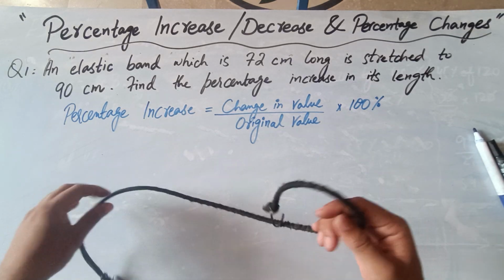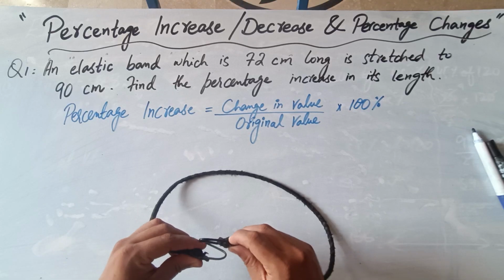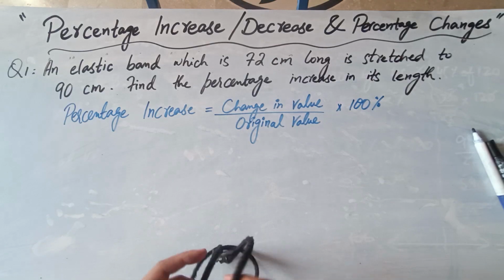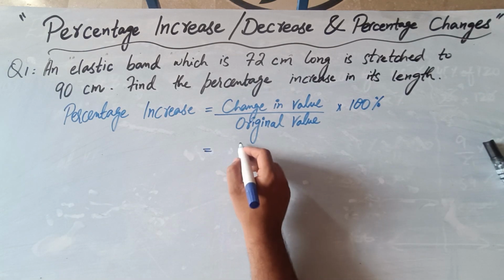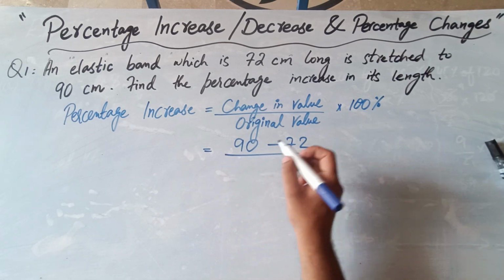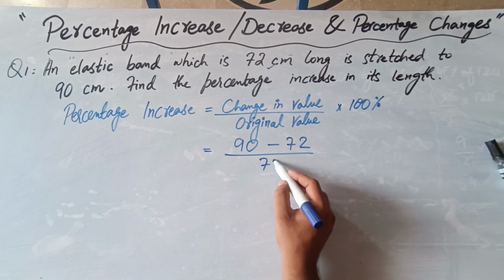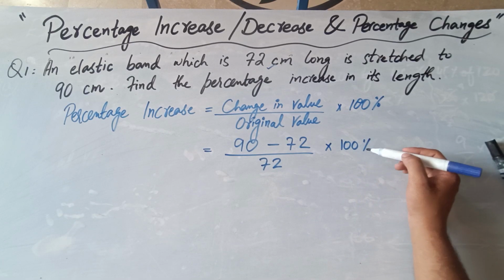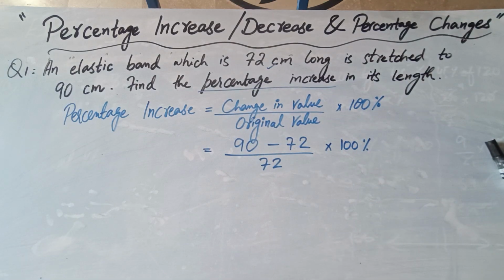So this will give us the change, for example the original was 72 and after stretching it is becoming 90. So what is the change? How to get the change? By subtracting. So how can we get the change? 90 minus 72. And what was the original value? The original value was 72 centimeters, divided by 72 multiplied by 100. Why are we multiplying by 100 and percentage? In order to give the answer as percentage increase in its length.